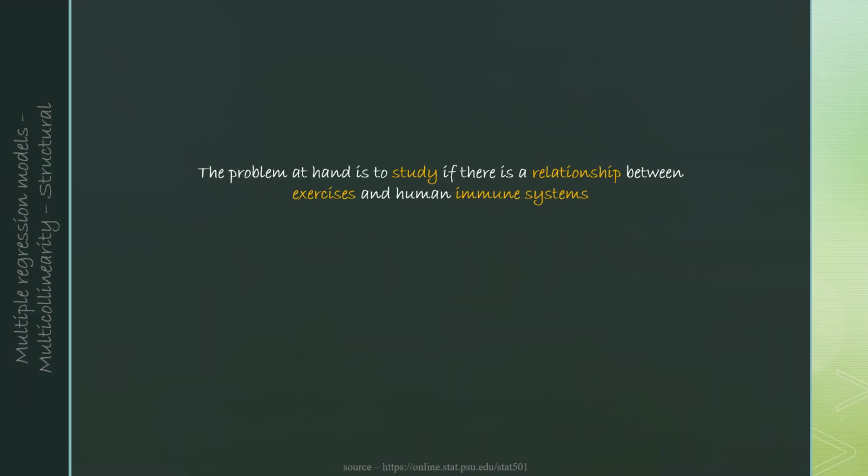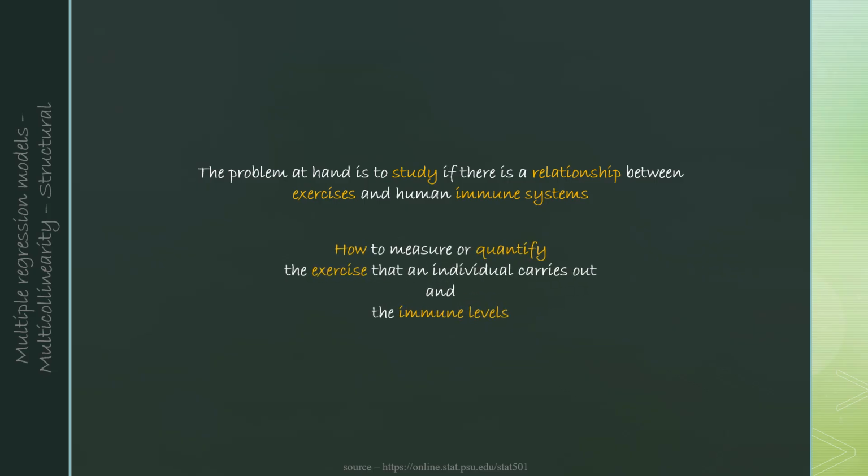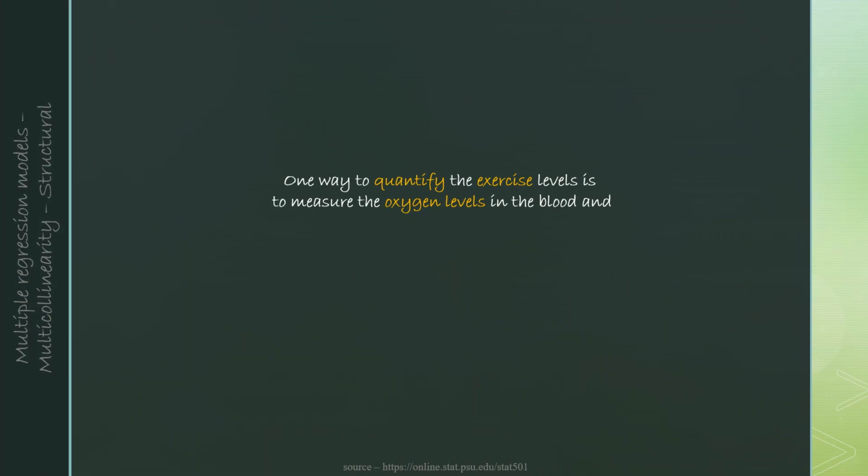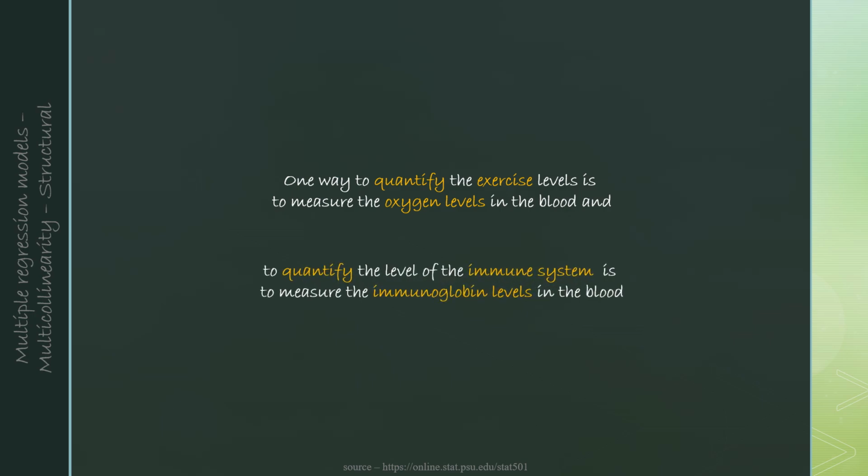Let's understand the structural multicollinearity with an example. The problem at hand is to study if there is a relationship between exercise and the human immune system. How to measure or quantify the exercise that an individual carries out and the immune levels? One way to quantify the exercise levels is to measure the oxygen intake, to be precise, oxygen levels in the blood, and to quantify the level of the immune system is to measure the immunoglobulin levels in the blood.